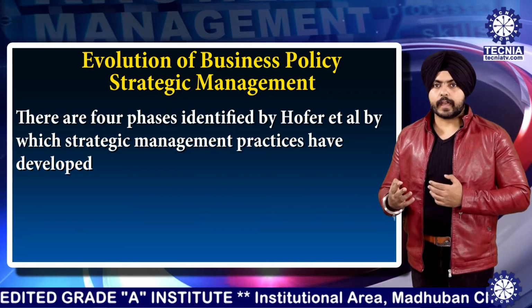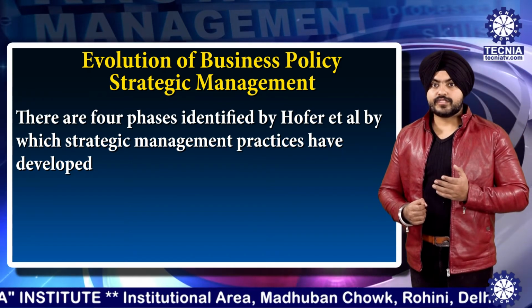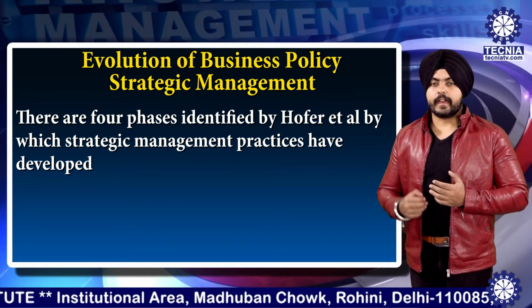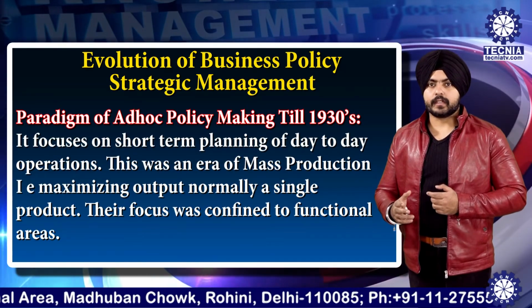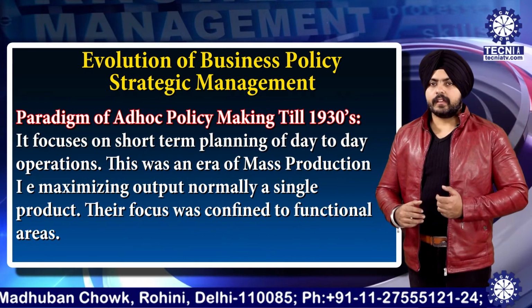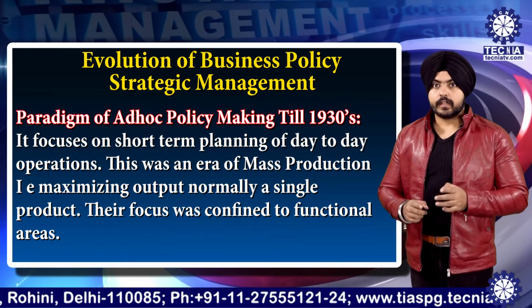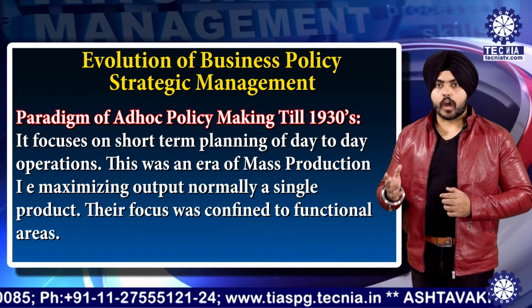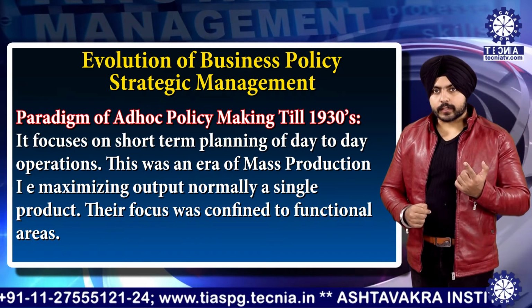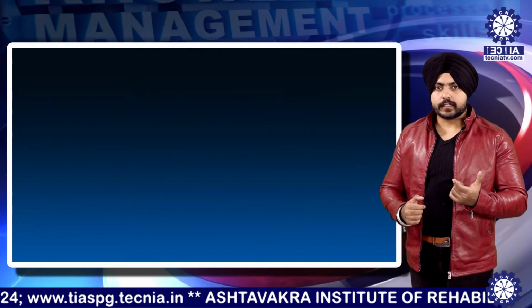There are four phases identified by Hofer et al. by which strategic management process have developed. First is paradigm of ad hoc policy making till 1930s. It focuses on short-term planning of day-to-day operations. There was an era of mass production, that is maximizing output, normally a single product. Their focus was confined to functional areas.